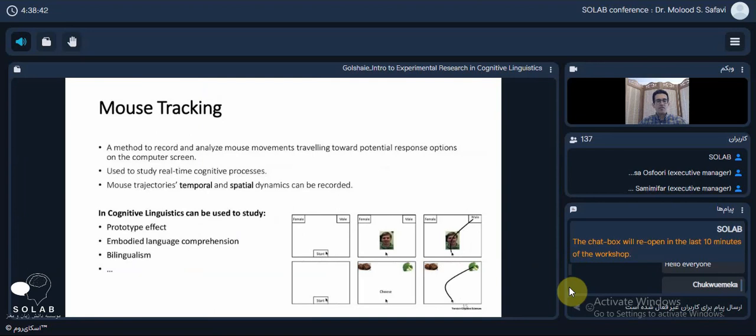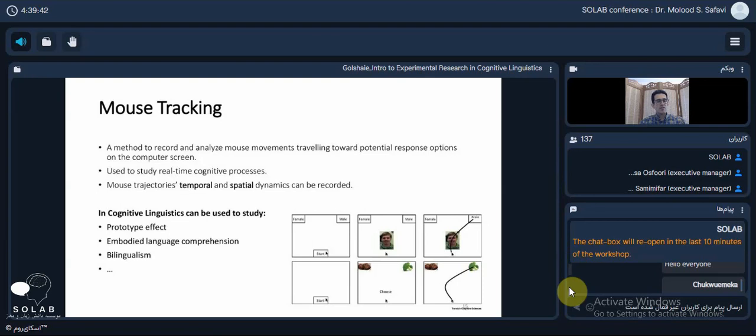Another method, which is also a recent one, is mouse tracking, and it resembles eye tracking in that you have a software which tracks the movements of the mouse or the cursor on the screen. So by recording and analyzing mouse movements, you can study relevant questions or concepts. In mouse tracking also you can study real-time cognitive processes. In this method, mouse trajectories, temporal and spatial dynamics can be recorded and studied.